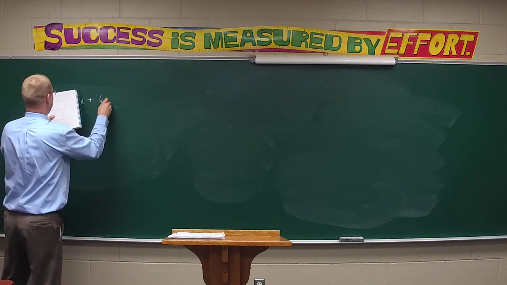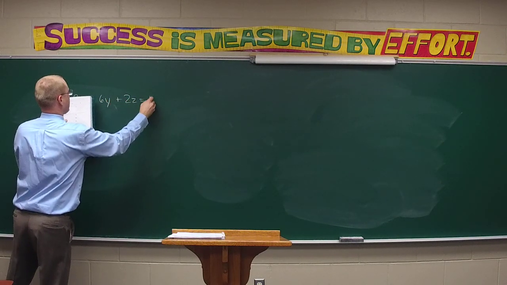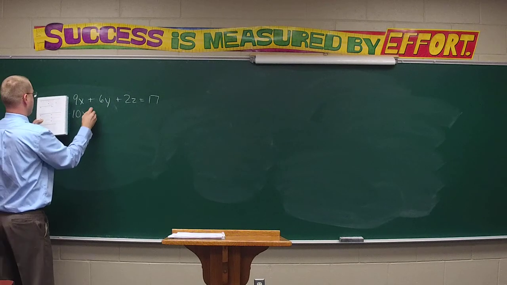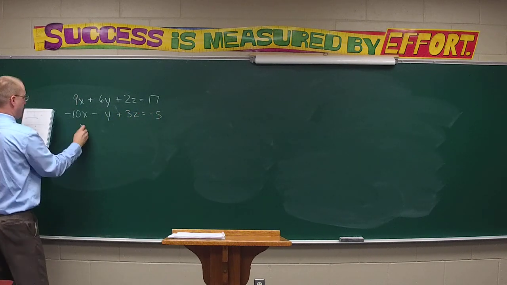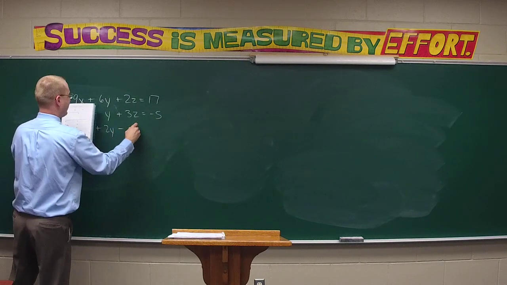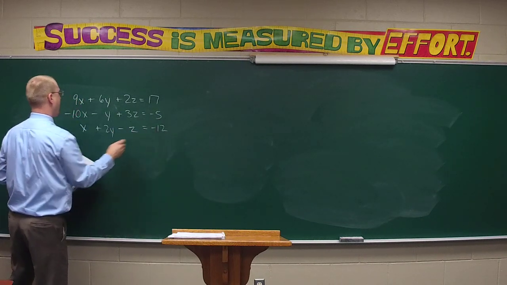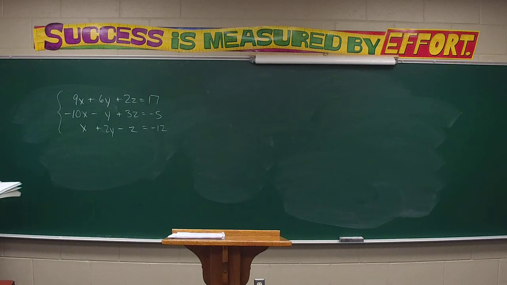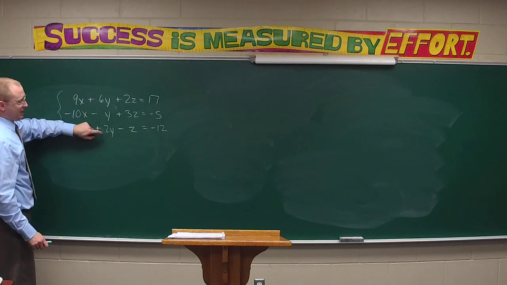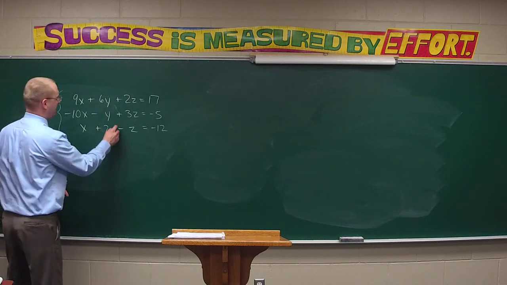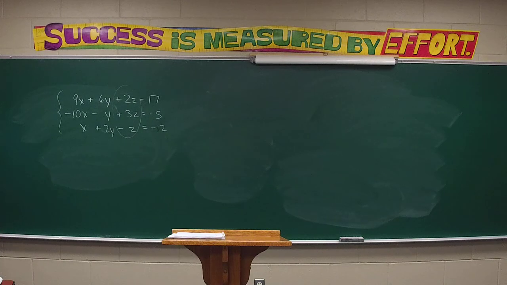9x plus 6y plus 2z equals 17. We had negative 10x minus y plus 3z equals negative 5. And x plus 2y minus z is equal to negative 12. I only see one variable I really don't want to get rid of, class. X, big numbers. Y wouldn't be too bad, because I could do a 3 here to match the 6, but I mean the z just is begging to be eliminated.